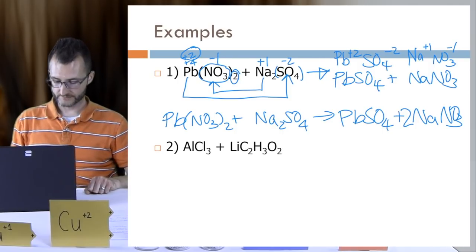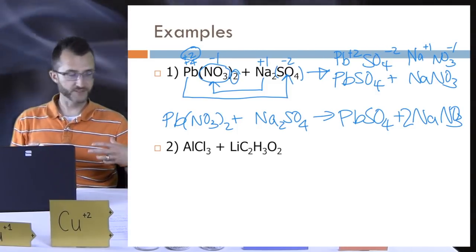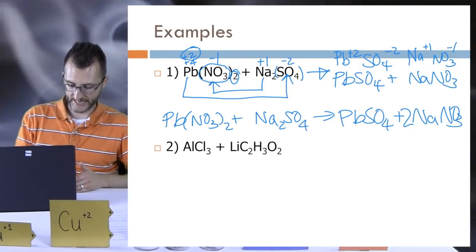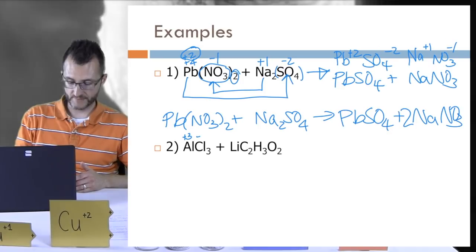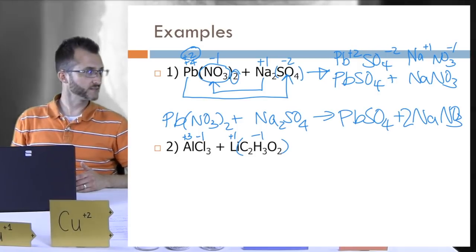All right, let's take a look at our second example here. We have AlCl3 plus LiC2H3O2. All right, so again, 2 compounds. We're gonna look up the charges, switch the partners, I guess. So I think I got this. So Al's +3, always +3. Cl's minus, Li's +1, and again, another polyatomic ion. The whole thing is -1.